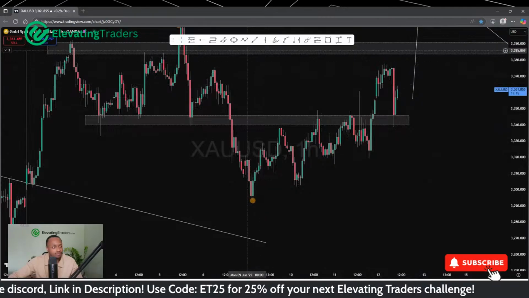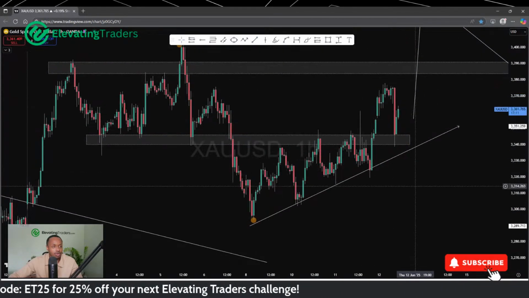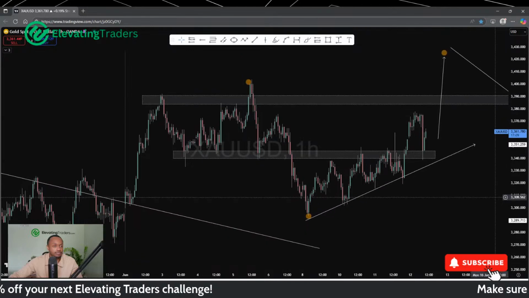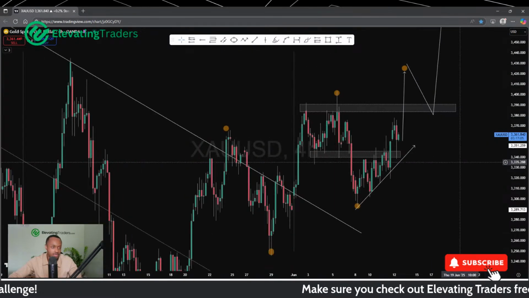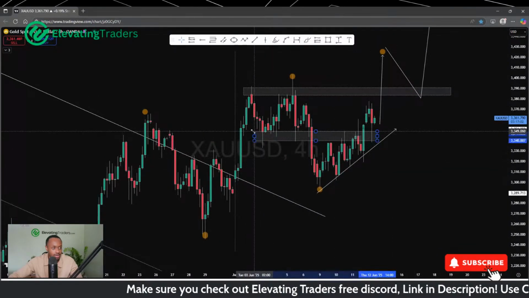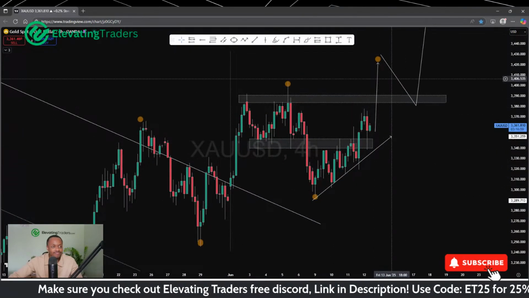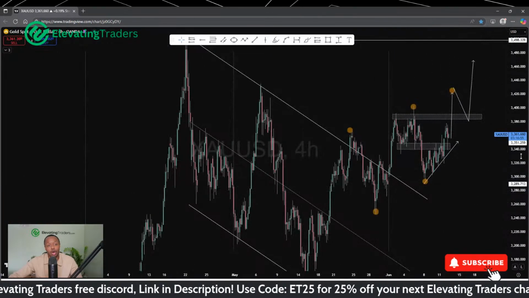Of course, if we were to break this trend line, then I'll be a bit more convinced. But I'm more favoring price pushing higher, especially with the wick, the way we close in the 4-hour chart, big wick into that zone as well. Gives me a bit more confidence that price can still push to the upside. So gold, I'm still bullish on.